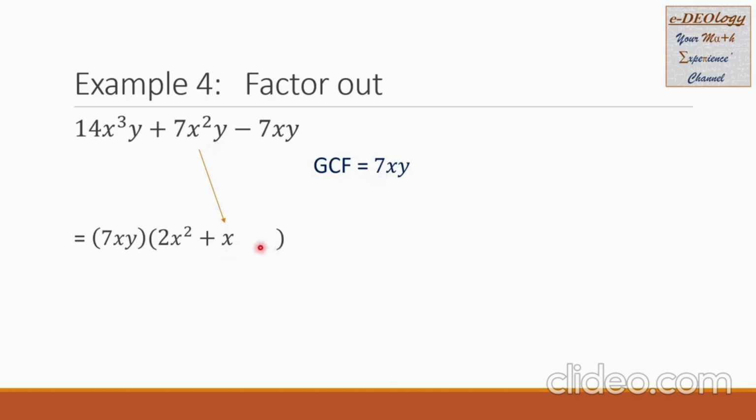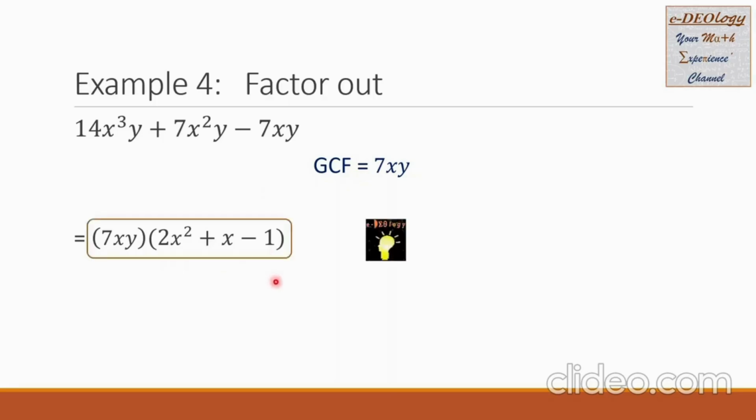And then the third term, we divide this term by the GCF. So finally, our answer is 7xy times the trinomial 2x squared plus x minus 1. This is the final answer.